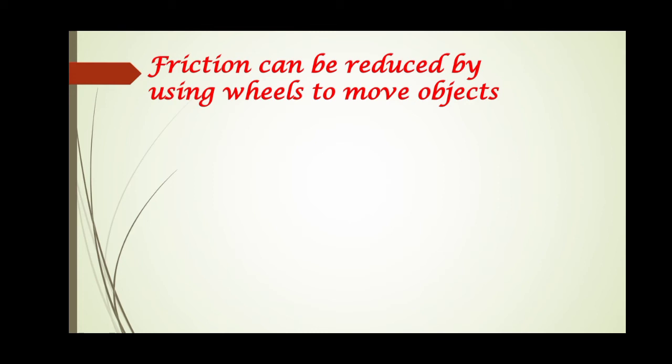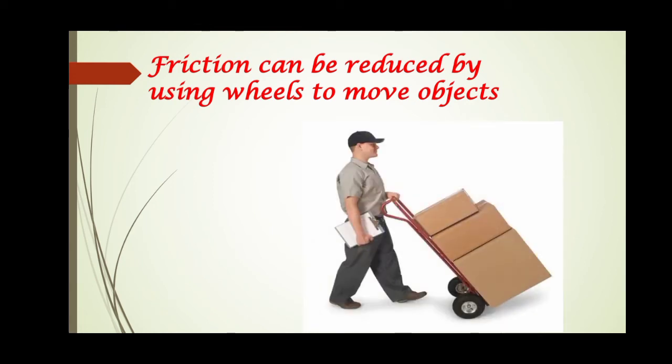Friction can be reduced by using wheels to move objects. It is quite difficult to move a heavy suitcase by dragging it on the ground, because the sliding friction between the heavy suitcase and the ground is very large. Now, if this heavy suitcase is fitted with small wheels, then it can be pulled very easily. This is because when we attach wheels, sliding friction is converted into rolling friction, and rolling friction between the wheels of suitcase and the ground is much less. Thus, friction can be reduced by attaching wheels to a heavy suitcase.